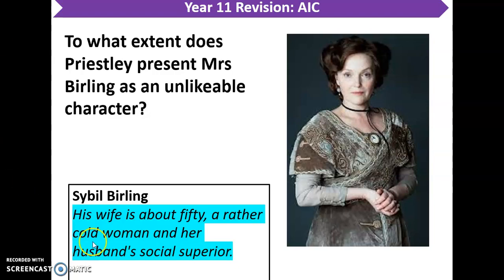So at the bottom of my screen, you can see the stage directions that Priestley uses to introduce Sybil Birling to his audience. We learn that she's about 50, a rather cold woman, and her husband's social superior. So right from the start, we're told that she's cold. That's not a way that most of us would want to be described, and it doesn't make her seem very likeable. So right from the start, Priestley sets the audience up to not like her because she's cold and she is superior.